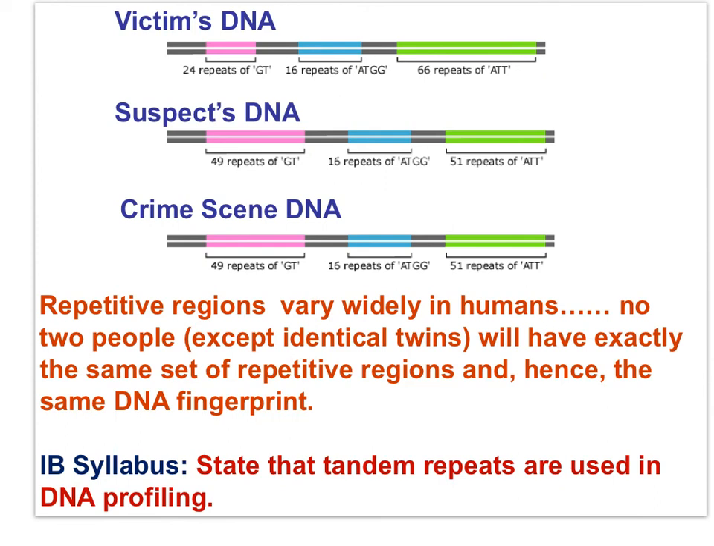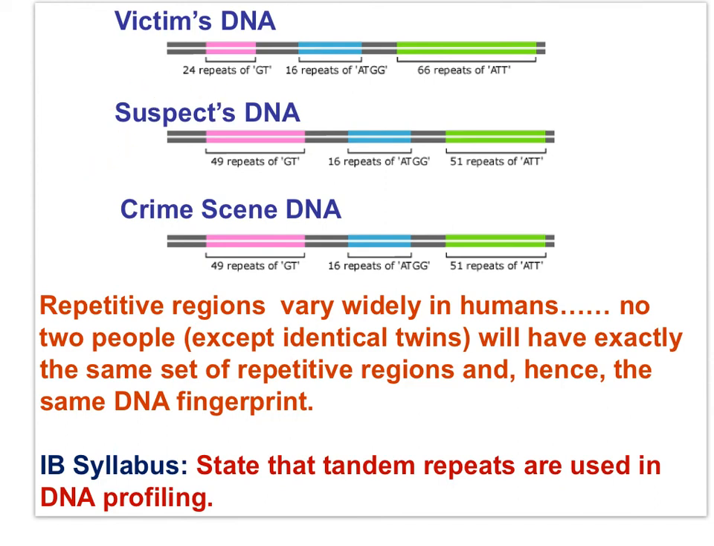You can see the crime scene DNA here with the repeats shown, as well as the DNA of the principal suspect and the DNA of the victim. The analysis of the DNA fingerprint from the crime scene and the DNA fingerprint of the suspect displays a match. The repetitive sequences, known as tandem repeats, are used in DNA profiling to link suspects to the crime scene.